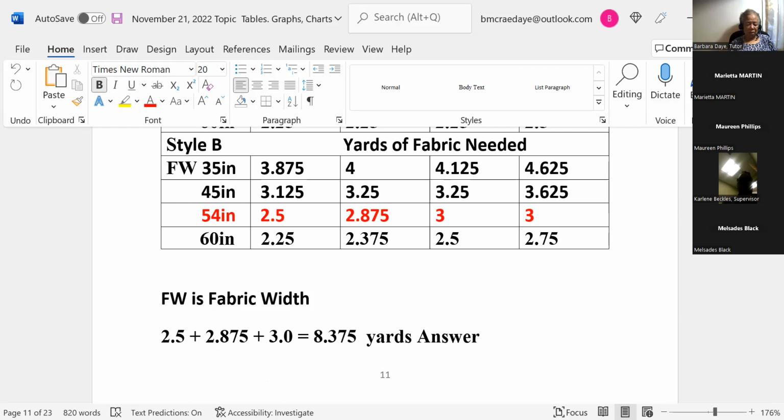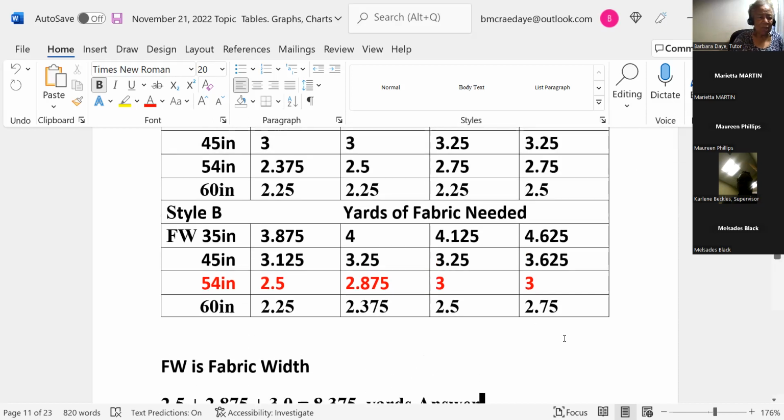You're using your TI calculator, right? No, I'm not using that. Where's your TI calculator? That's what you should be using. 2.5 plus 2.875 plus 3. What do you get? 8.375. Now you got the right answer. All right. So that's the correct answer.